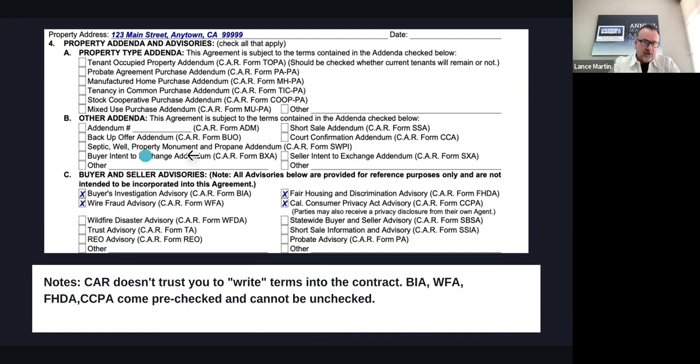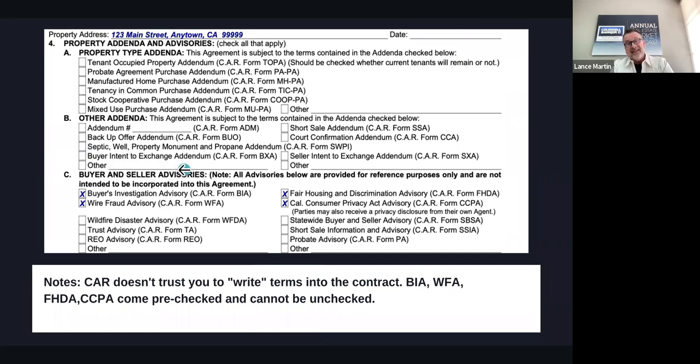But in our marketplace, certainly going to occasionally need to use a septic addendum, a well addendum, propane addendum. In fact, I think today somebody on Leaper's Zillow Flex team needed a septic certification. So if you're in that deal, use the septic addendum.